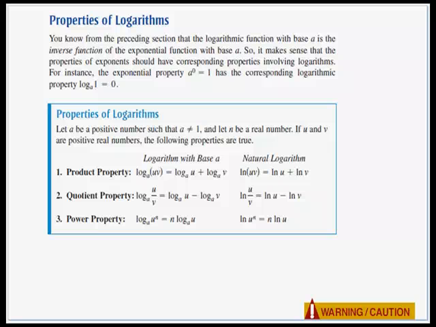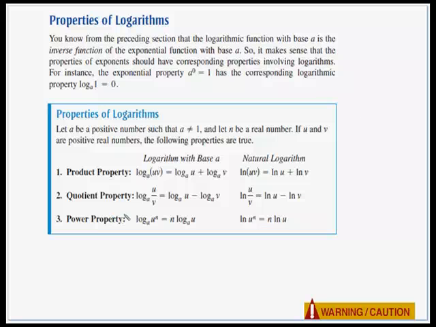We have a quotient property. So the log base a of two things divided, u is the numerator, v is the denominator. We can break this division up into a subtraction problem: log base a of the numerator, u, minus log base a of the denominator, v. Or with natural logs, the ln of u divided by v becomes the ln of u minus the ln of v. U was our numerator, and v was our denominator in the original problem.